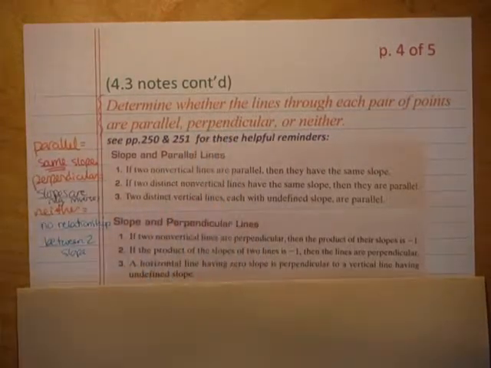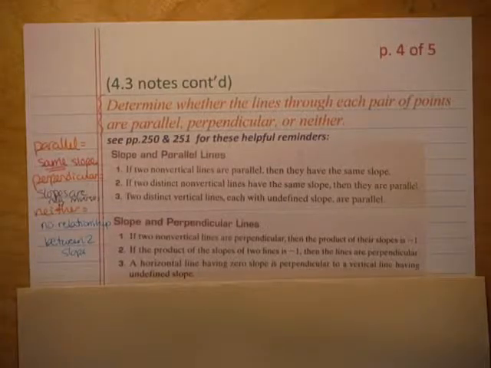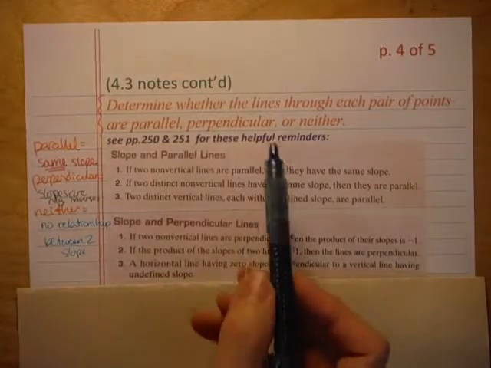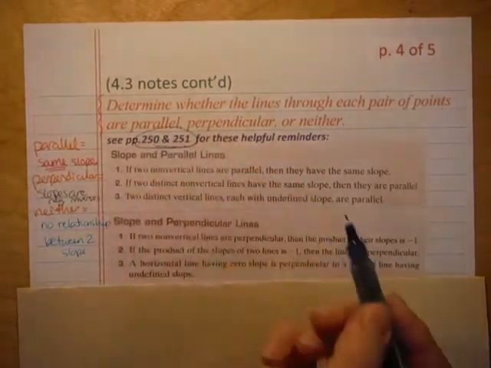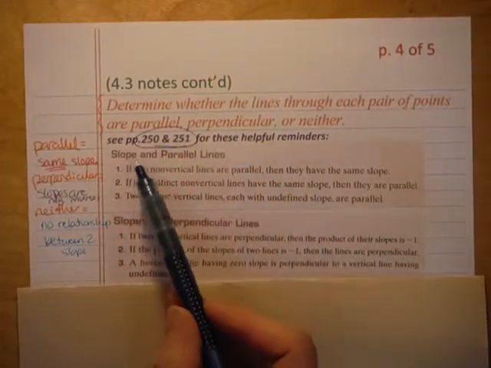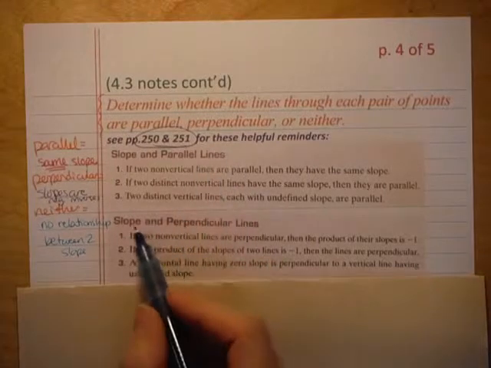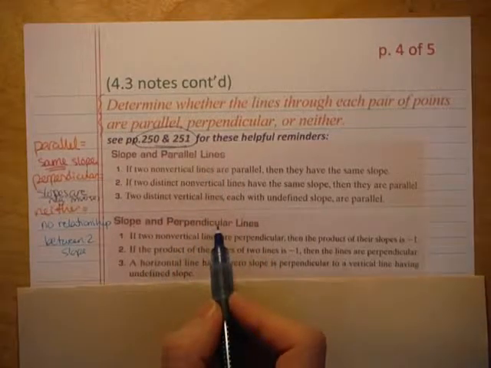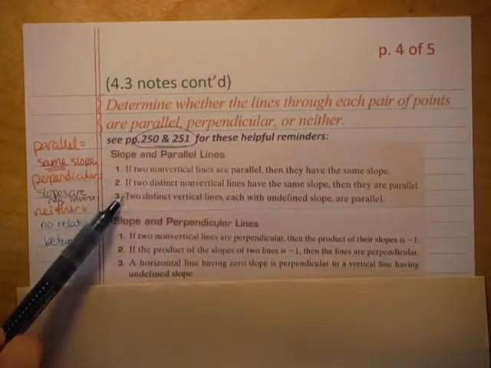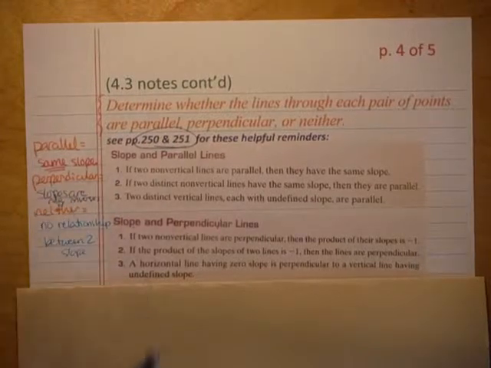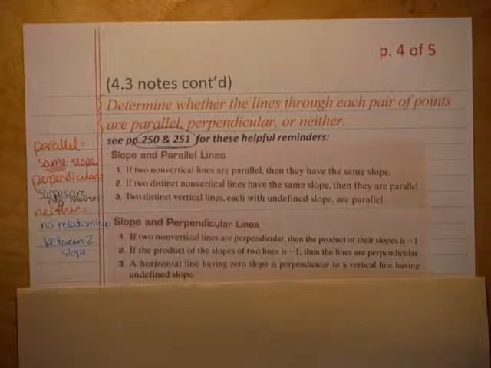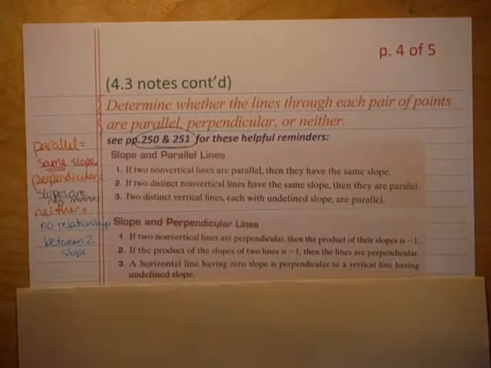Okay, so I don't feel like we need to do examples of that. I think you can push through that on your own. There are some helpful reminders on pages 250 and 251 between slope and parallel lines, and then slope and perpendicular lines. And they even start talking about vertical and horizontal here. So I'll let you read through those on your own and be able to do those types of problems. Of course, bring any questions or glitches that you have to class. We'll see you at the bottom of page 4.